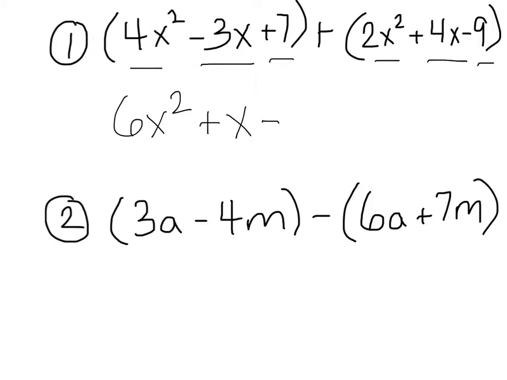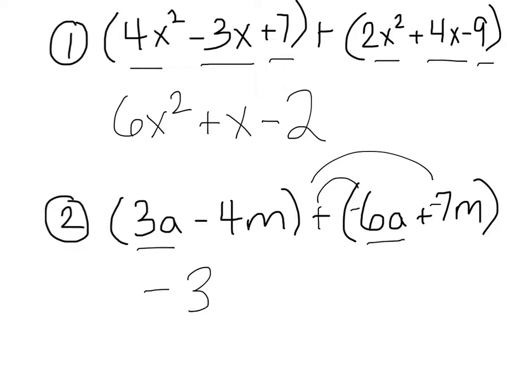minus 2. And now for our second problem, when we're subtracting two terms, remember we have to distribute our minus sign. So this minus sign right here, we're going to distribute it to everything in the parentheses behind it. So I'm going to make it a plus, this will become a minus, that'll become a minus. And then I'm going to combine like terms again. So I'm going to take 3a and a minus 6a, which will give us minus 3a. Then our minus 4m, minus 7m, so we're going to have minus 11m.